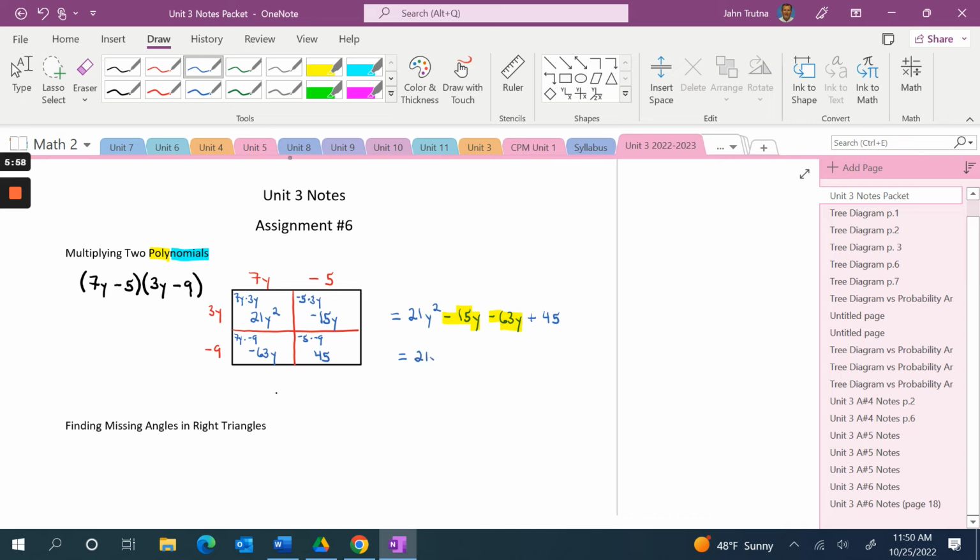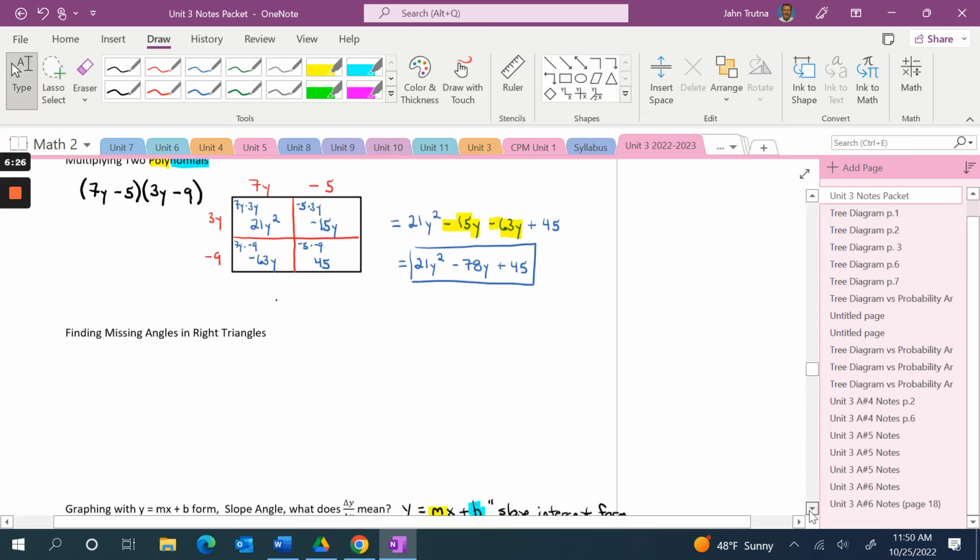So that would give me a final expression of 21y squared minus 78y plus 45. Okay, so that is what the result is when I multiply 7y minus 5 with 3y minus 9. So that is an example of how we multiply two polynomials.